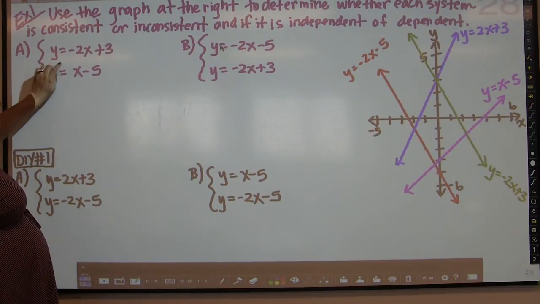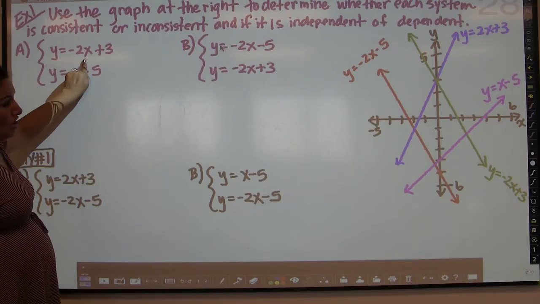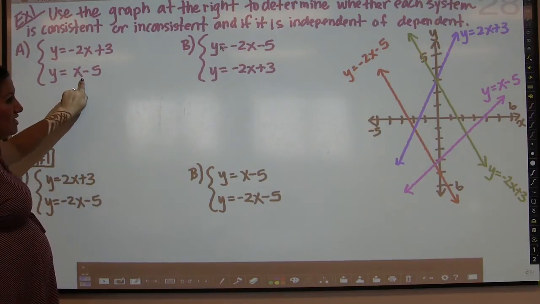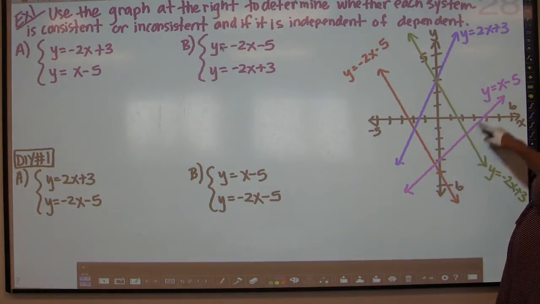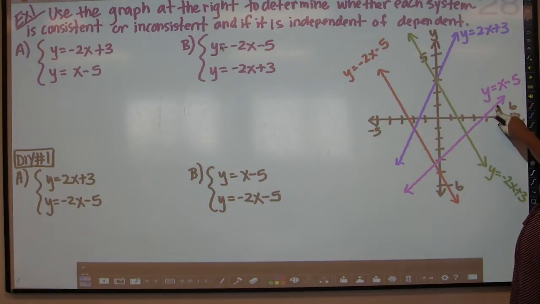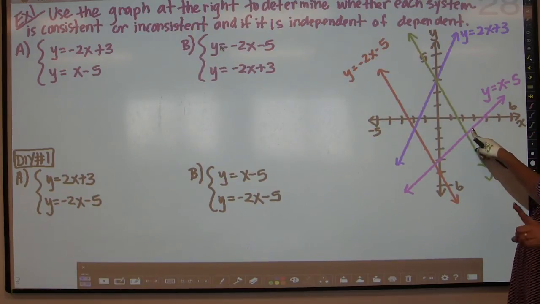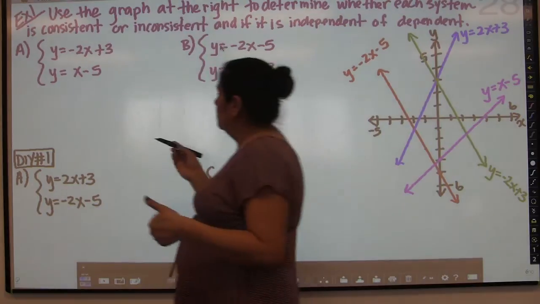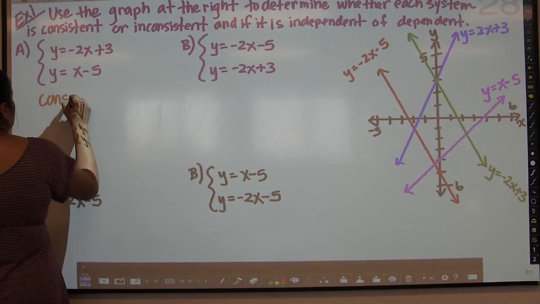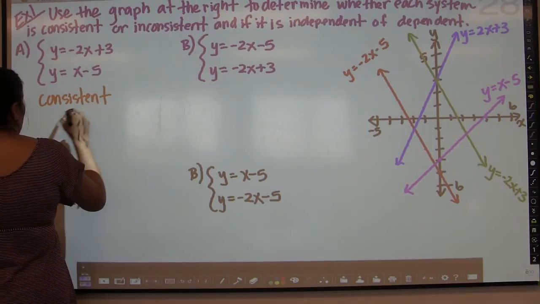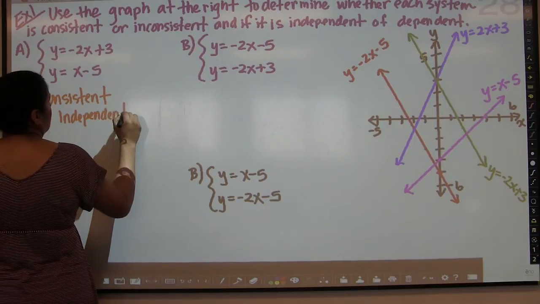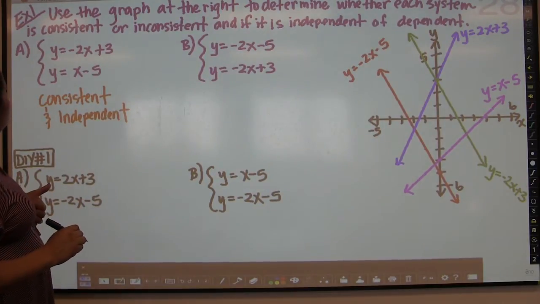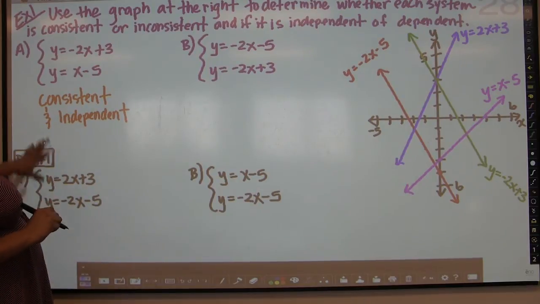So when I look at the part A, it's negative 2x plus 3, which is the green line, and then x minus 5, which is the pink line. So they're asking me what kind of a system the green line and the pink line make. And since the green line and the pink line cross one time, they're not going to be parallel. So it's not going to be an inconsistent system. It's going to be a consistent and independent. Okay? So it said to determine each system. Okay, that's it. So that's what we want to say for that one.